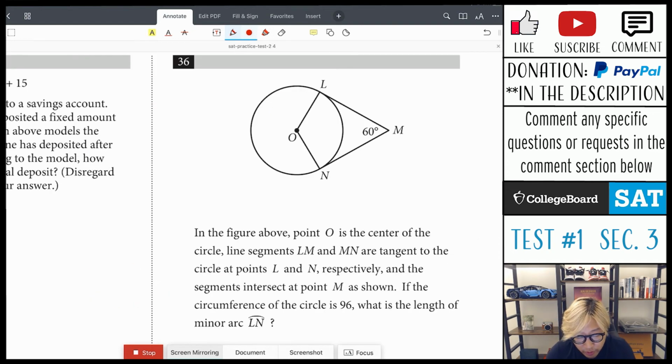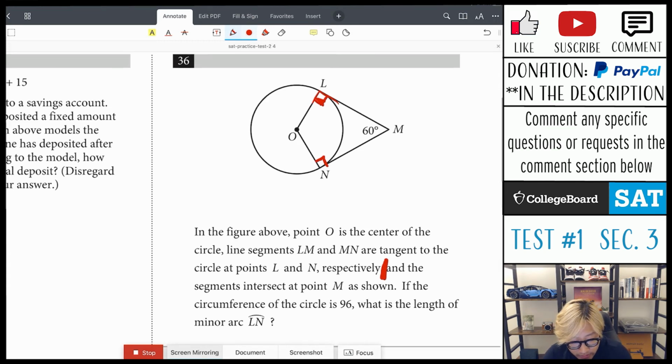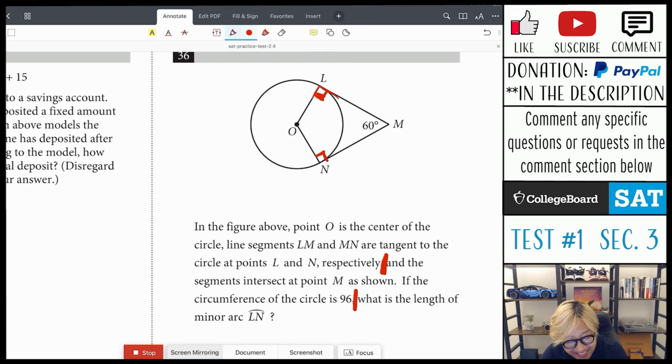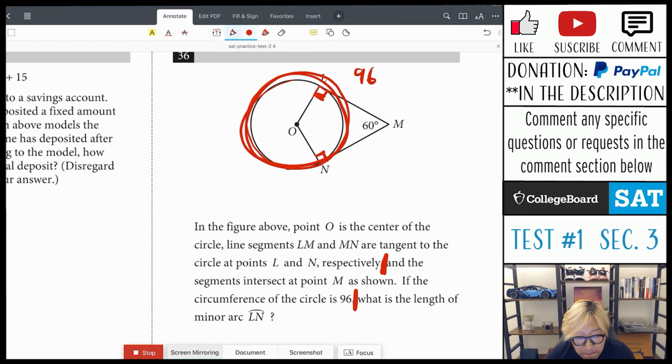Answer's 15. Number 36. In the figure above, point O is the center of the circle, and line segments LM and MN are tangent to the circle at points L and N respectively. First of all, when they say a certain line segment is tangent to the circle, that means they make a 90 degree angle with that circle at that particular point. So it's 90 degrees over here and over here. And the segments intersect at point M as shown. If the circumference of the circle is 96, so the length around this whole thing is 96, what is the length of the minor arc LN? Minor arc, so we're talking about just this much.